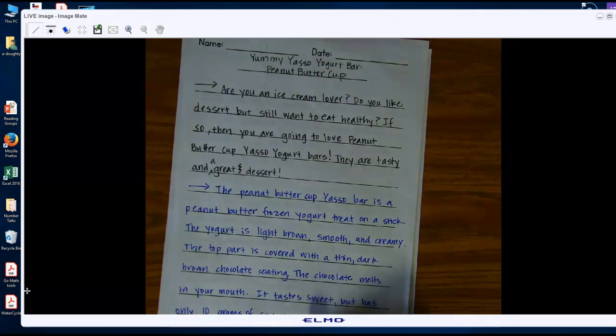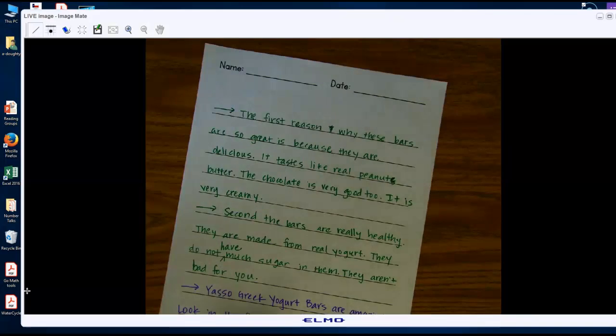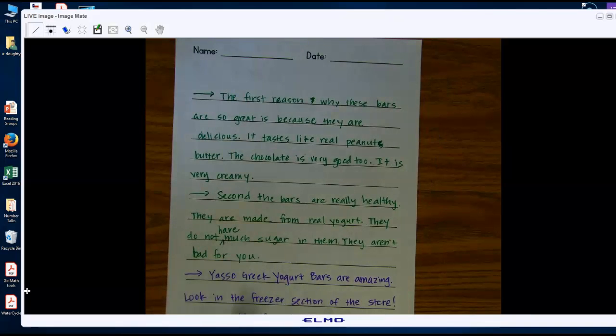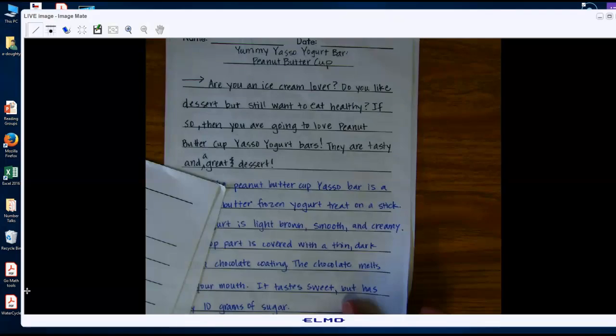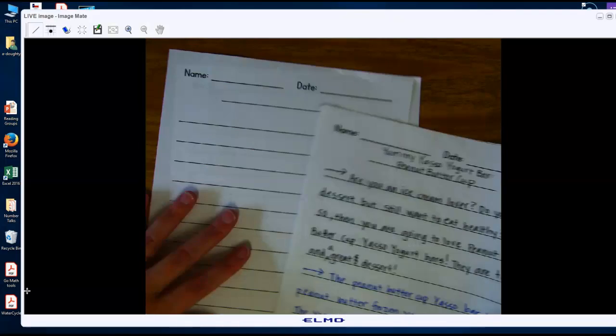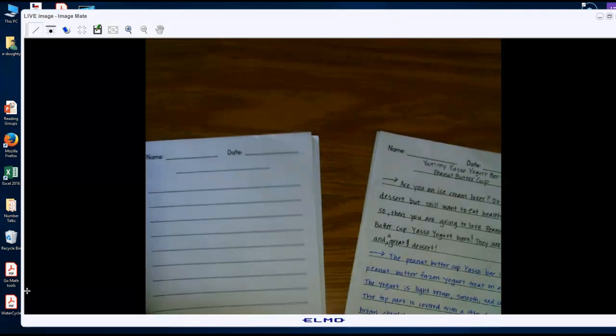So here's my story. I've already added things I needed to add. I've already read through it. See, I forgot a word there. Made sure my spelling, made sure I had capitals and periods and everything I needed to do. So now I'm going to rewrite it. This is my publishing part. So I'm going to have this side of the paper, and I'm just going to rewrite it.